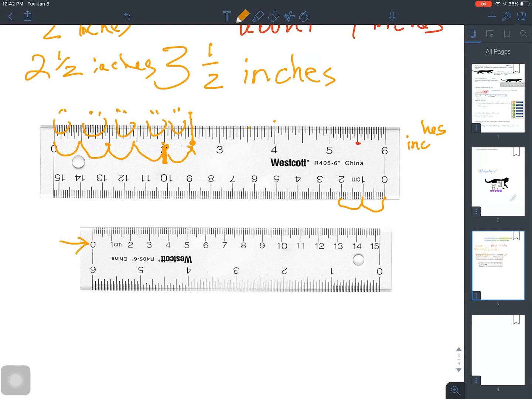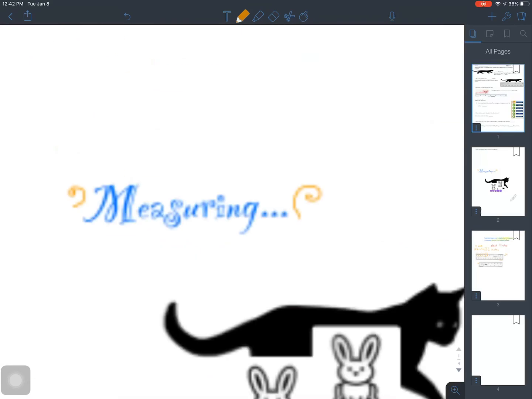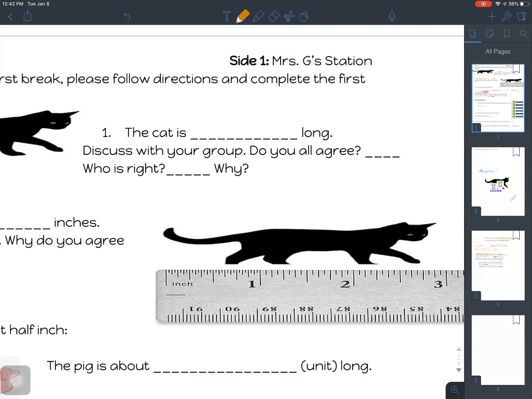Welcome back. I hope that you all were in agreement. And if you weren't, you should have figured it out. So that cat is probably closest to 3 inches long. If you look at his lovely ear that sticks out, right about there. Okay? And this is the half mark. So would you say 2.5 inches or 3 inches? You should have said it's about 3 inches long.